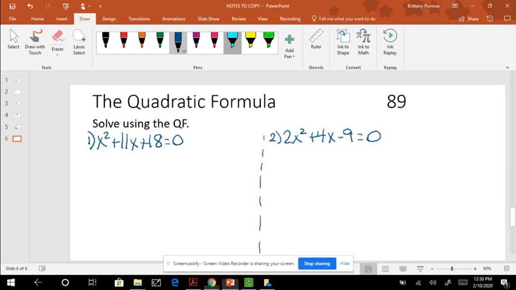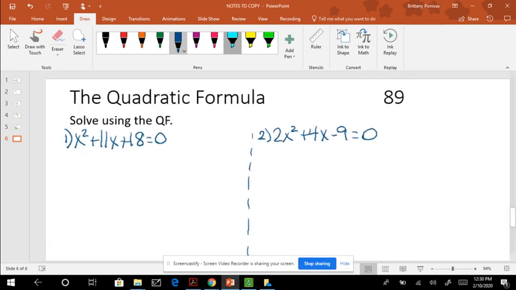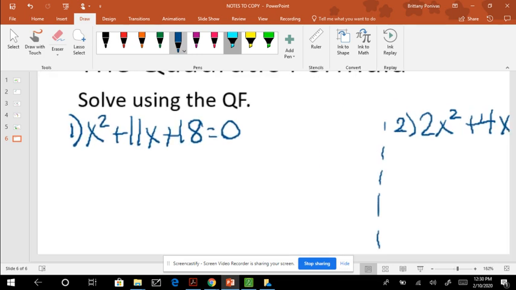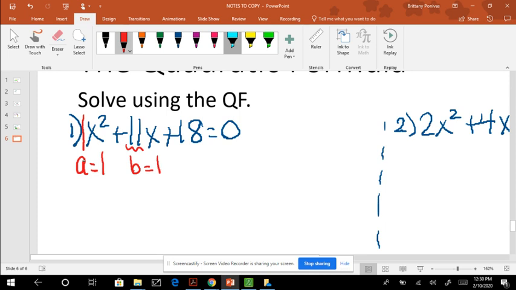Okay, working through number 1 on page 89. The first thing you should do is decide what your A value is, your B value is, and your C value is. So A, like we've talked about before, is the number in front of x squared, which is 1. B is the number in front of x. And C is your constant term of 18.